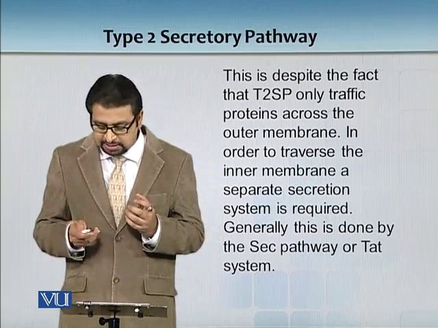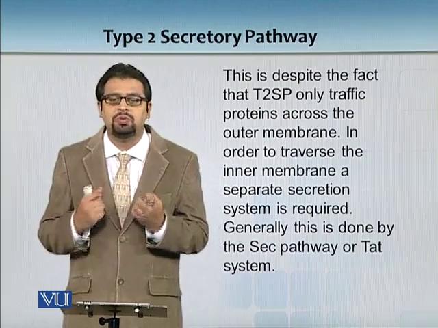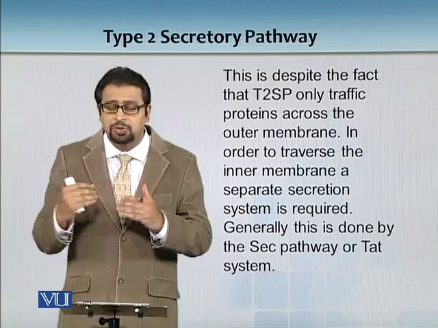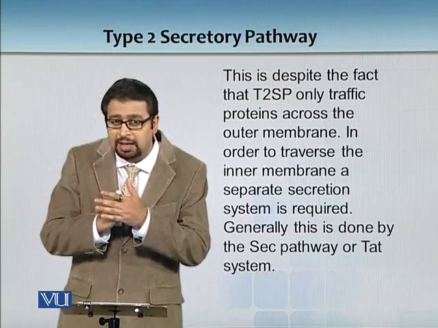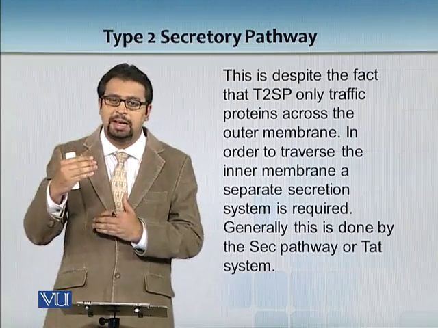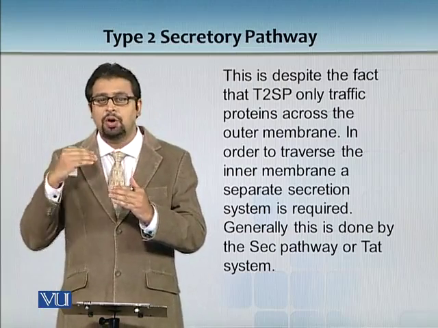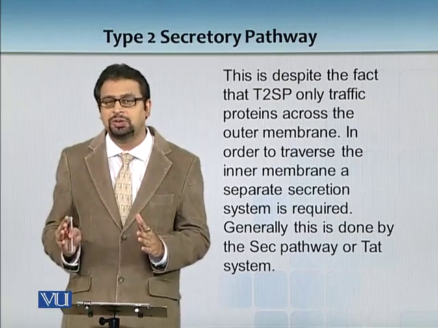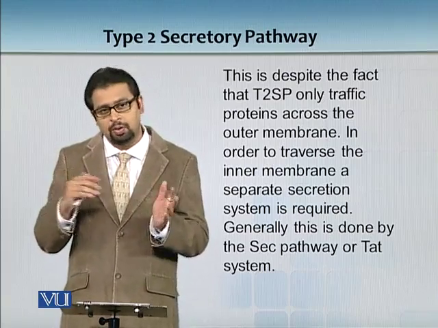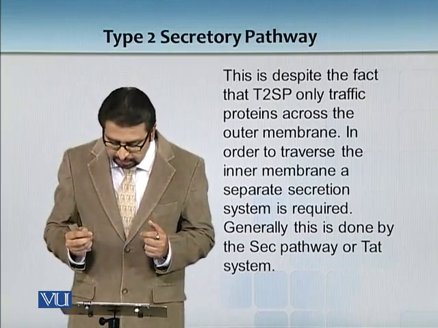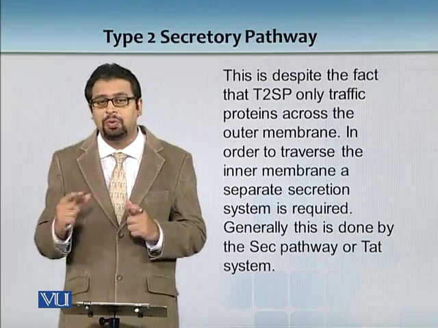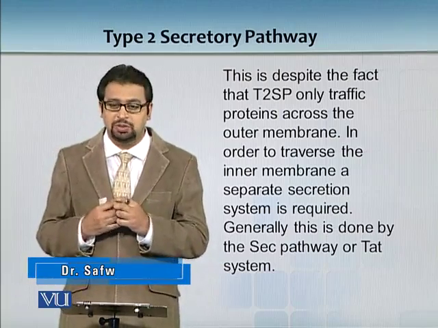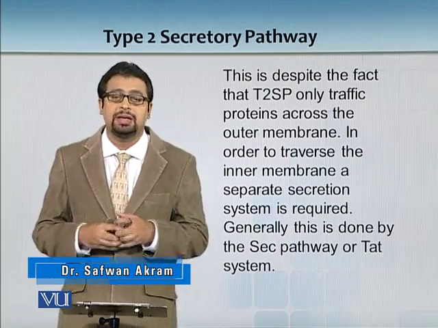This is despite the fact that type 2 system only traffics protein across the outer membrane, the layer that is not attached to the cytoplasm, the outer membrane which lies between the periplasmic space and the outer environment. This system only transfers proteins across that area. For transferring protein from cytoplasm to the periplasmic space, it uses one of the more generalized systems like SAC pathway or TAT system.